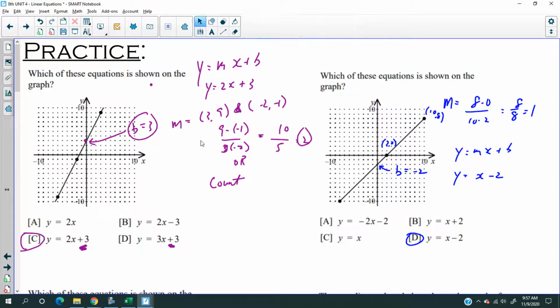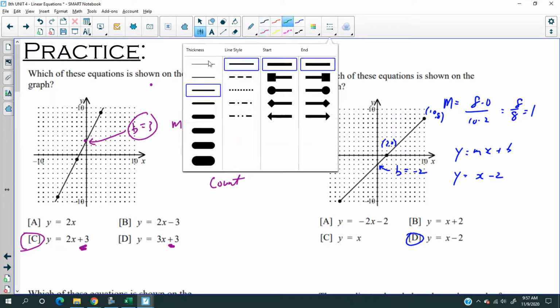Now, there are 2 ways to do the slope. You see how they pick these points for you? So I just use these 2 points, that's (3, 9) and (-2, -1). And then you find the slope, and that will be 2. So the slope is 2. So y equals mx plus b: y equals the slope times x plus the y-intercept. Now, the other way you could do it is you could just count. Look.